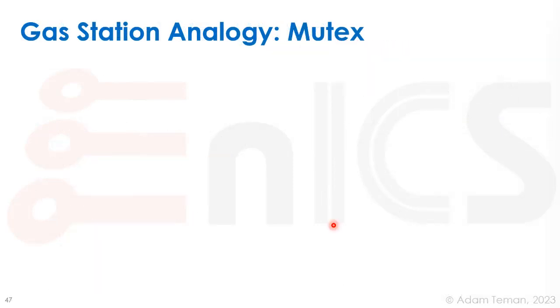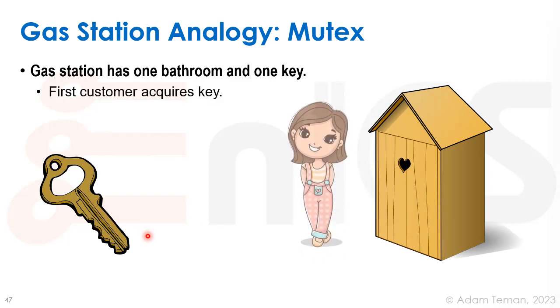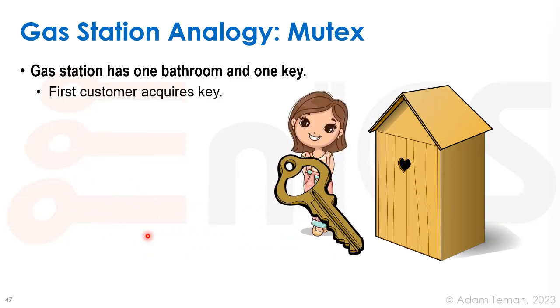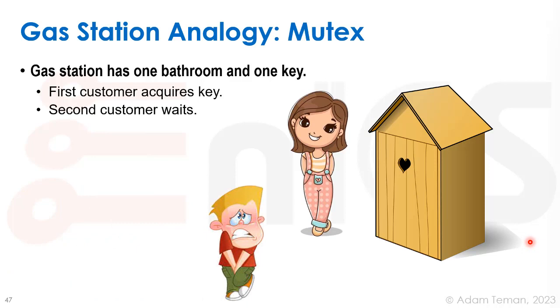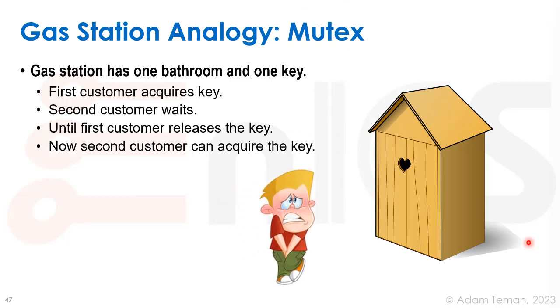So let's go back to our gas station analogy, and now we will have a mutex to protect our critical section. The gas station has one bathroom, and now we added a key to the bathroom. The first customer comes, and she's the first one there, so she can acquire the key, and she's very happy, as you can see. But another guy comes, and poor guy, he needs to wait until this lady relinquishes the key, and then he can acquire the key and use the shared resource.